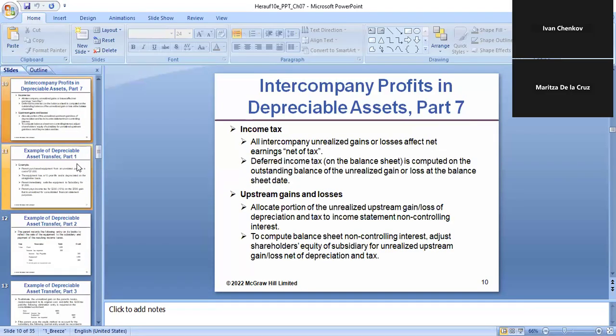Income tax obviously is going to be affected. All the intercompany unrealized gains and losses affect the net taxes. So we have to increase and decrease the deferred income taxes on depreciable assets and upstream gains and losses. So for the allocation of the profit of the unrealized upstream gain and the tax statement, that's for the non-controlling interest and what the effect is going to be.